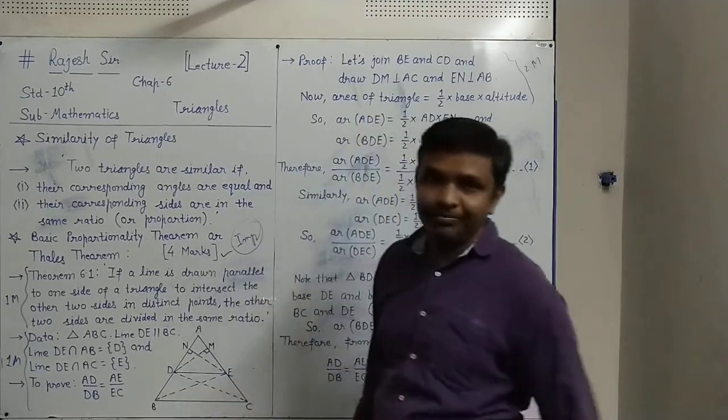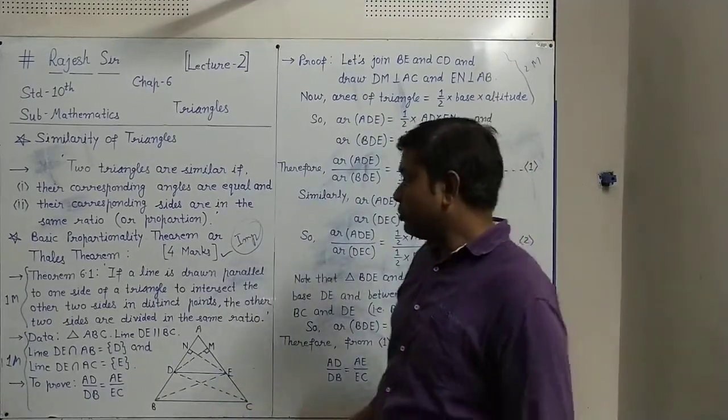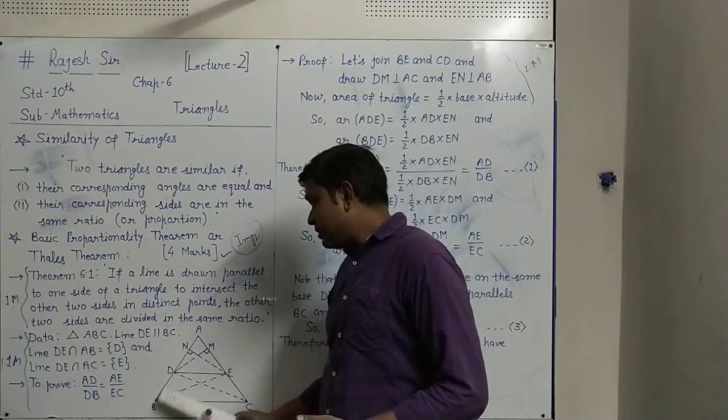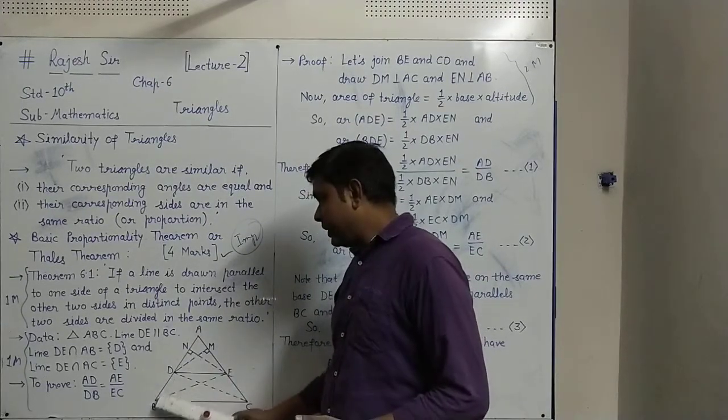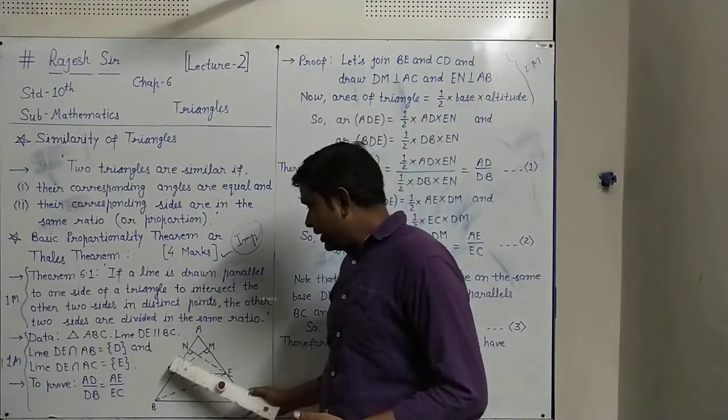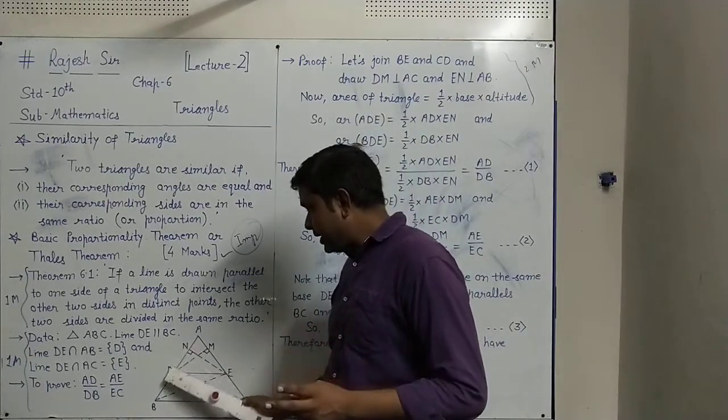This is the data. What we want to prove here is that by this line DE, the sides AB and AC are divided in the same ratio. So AB is divided into two parts, AD and DB.